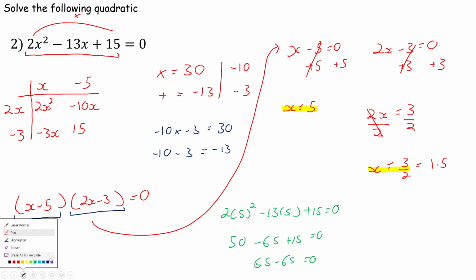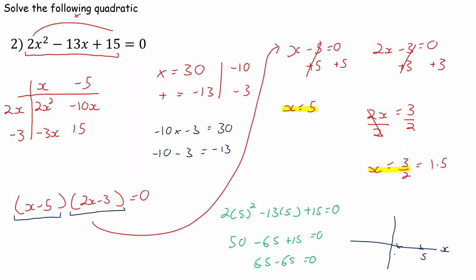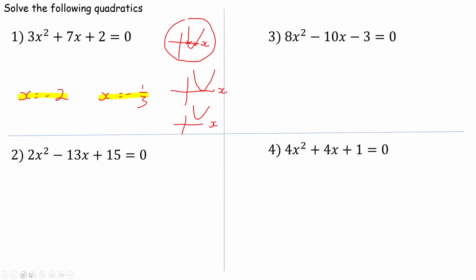And again, just to give you a little bit of context, if you were to graph or sketch this roughly, we draw our axis. Your solutions are at x being equal to 5, so somewhere over here on x, and 3 over 2 is 1.5, somewhere over here. Your quadratic cuts through those two x values. So that's a really rough sketch of what is going on, okay? And they are your solutions, 5 and 3 over 2. So there we go, x is equal to 5 and x is equal to 3 over 2. And they are your solutions for question number 2, okay?